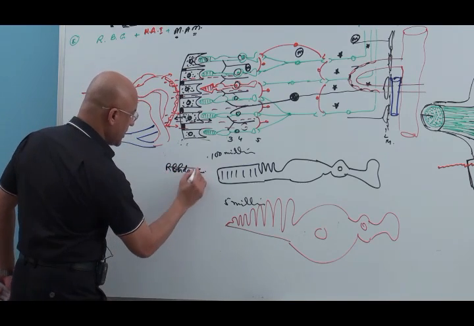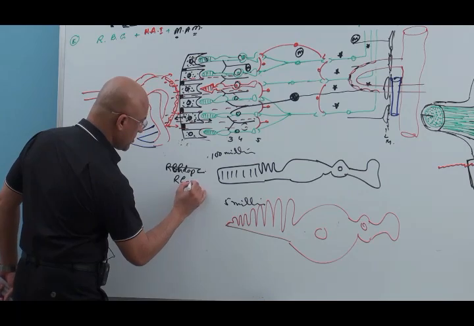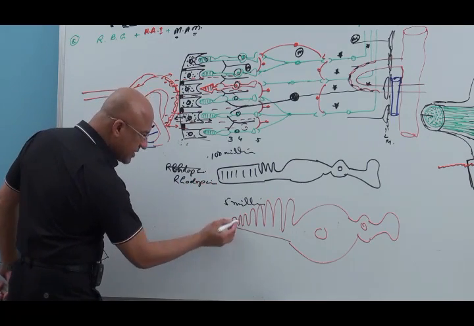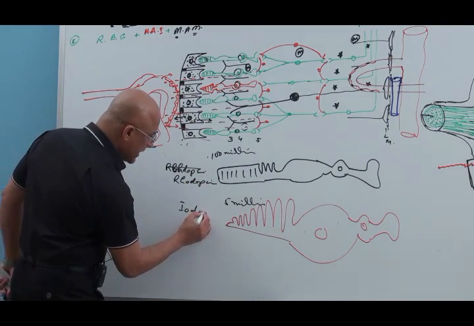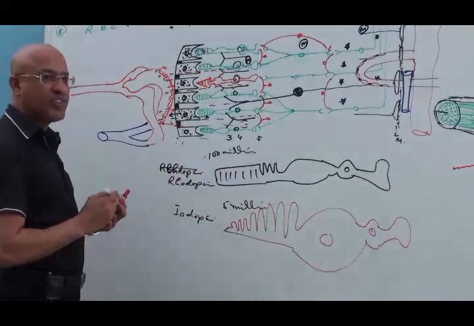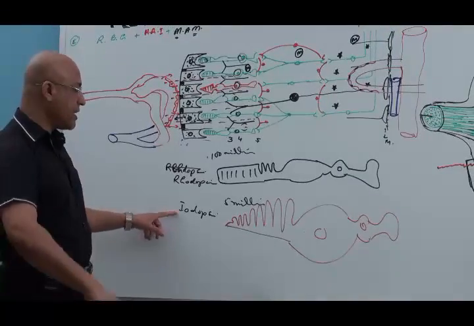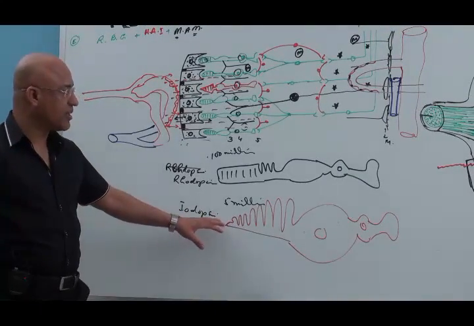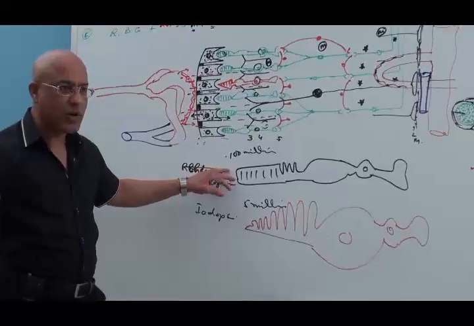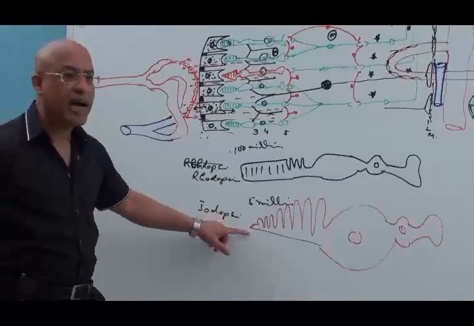Iodopsin. I should write it. Sin. And this is iodopsin. Now visual pigment in all the rods is similar, right? But visual pigment in the cones is different from the rod. That is why it is not called rhodopsin, it is called iodopsin.